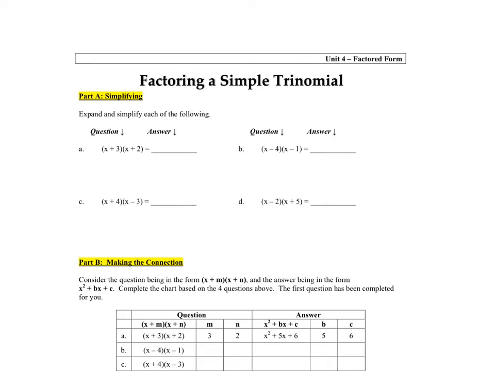Okay, so today we're looking at how to factor a simple trinomial. And remember, a trinomial is an expression that has three terms in it. So it's usually going to be an x squared term, an x term, and a constant, but not necessarily.